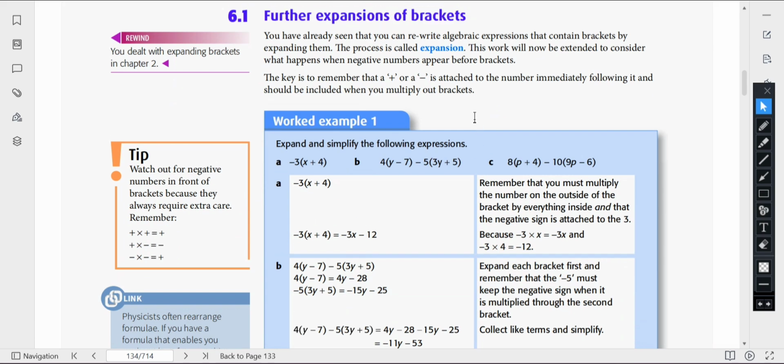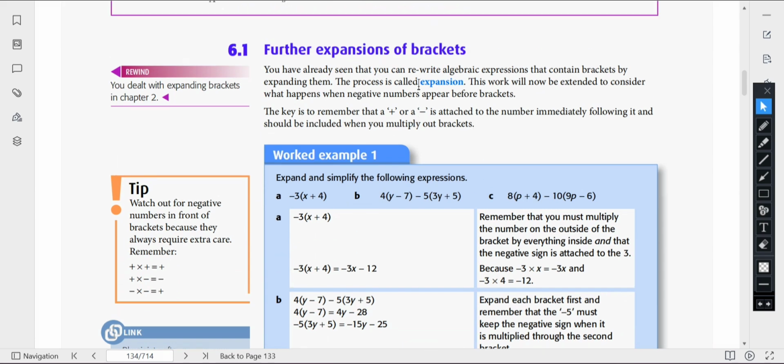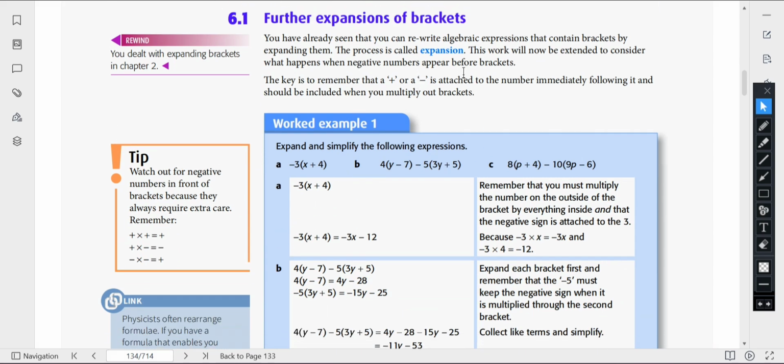Now in 6.1 we have to learn how to further expand the brackets. We call it expansion, and we have to remember that a plus or a negative sign is attached to the number immediately following it and should be included when you multiply out brackets. This is a very important thing, because whenever you have to multiply minus 3 with a number, you have to make sure that you are going to multiply it with minus 3.